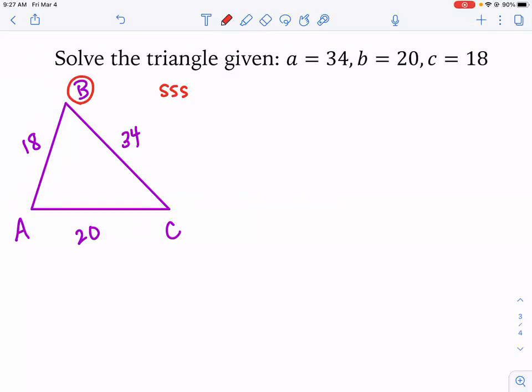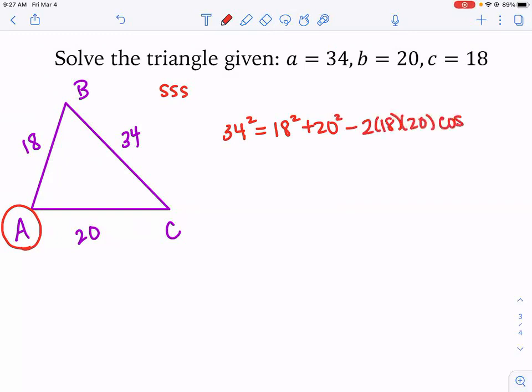So if we're going to find angle B, then we are going to take 20 squared equals... you're right, it's not. So what should we find first? A. Oh. 34 squared equals 18 squared plus 20 squared minus 2 times 18 times 20 times the cosine of angle A.